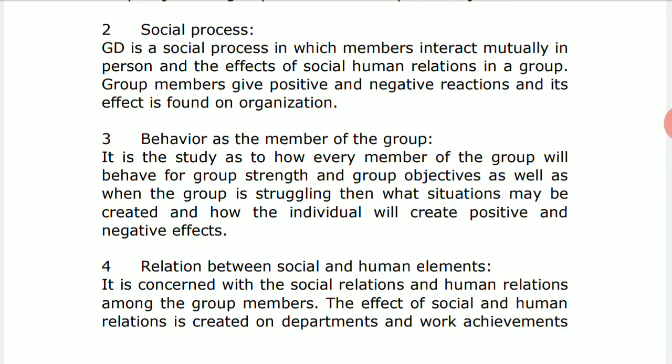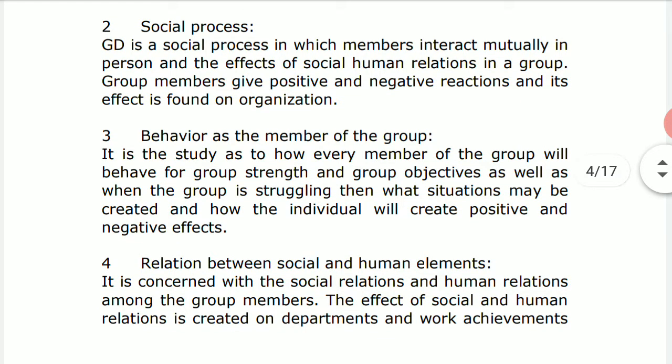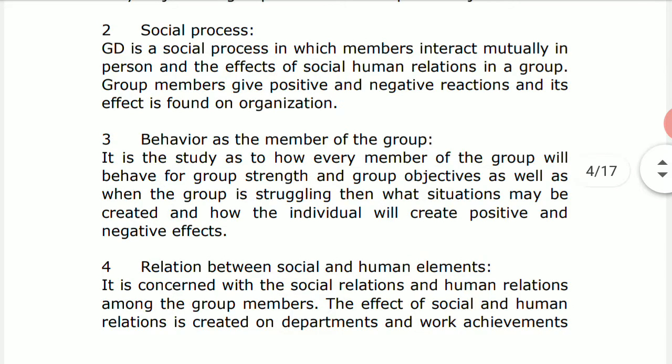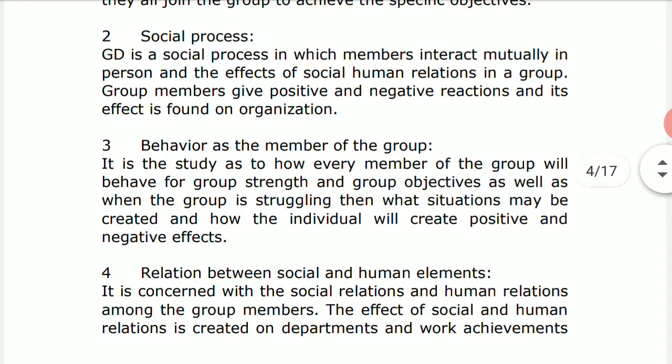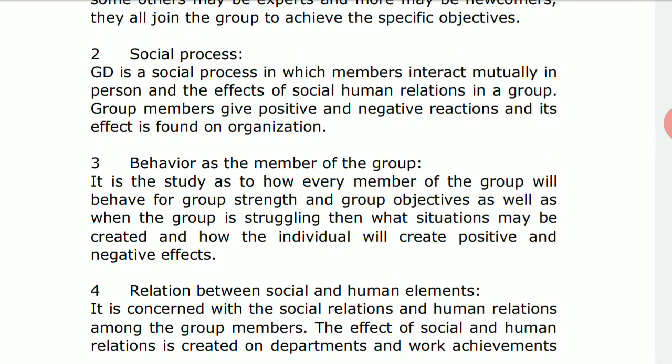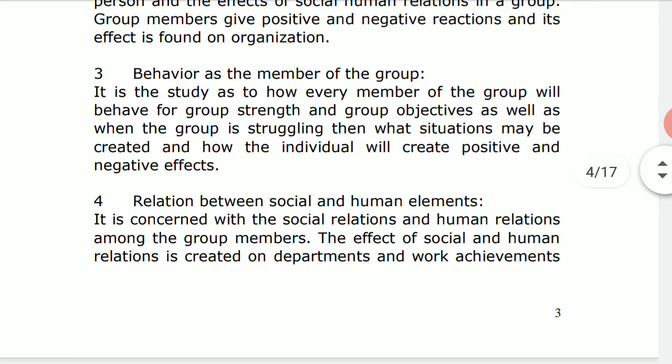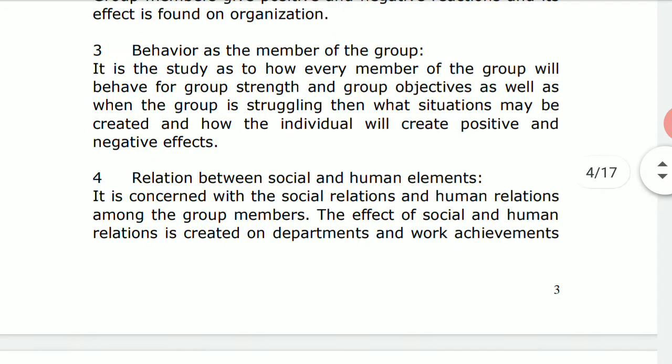Next, social process. Then GD is a social process in which the members interact mutually in person and the effects of the social human relations in a group. That means group members give positive or negative reactions and its effect is found on the organization, because it is the social process. Social process means a societal process, because human beings are considered to be social animals and groups are made up of human beings, right? So their positive and negative reaction will definitely affect the organization. The effect on the organization can be negative or positive.